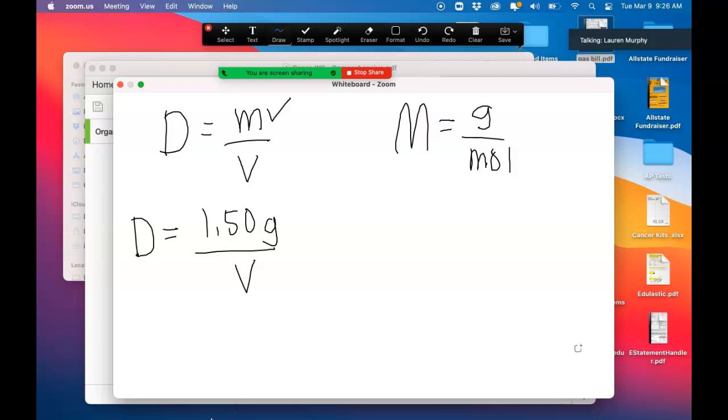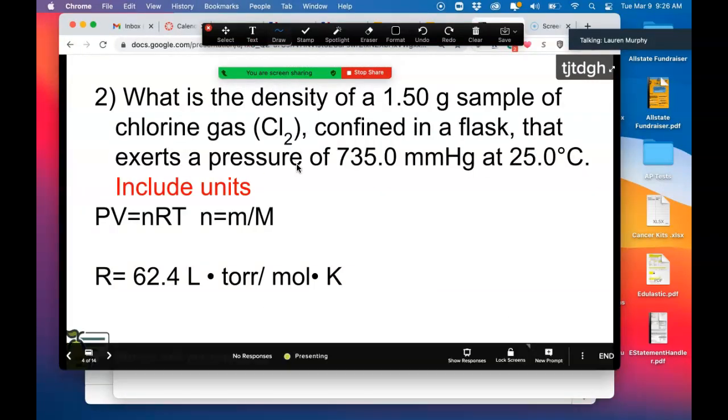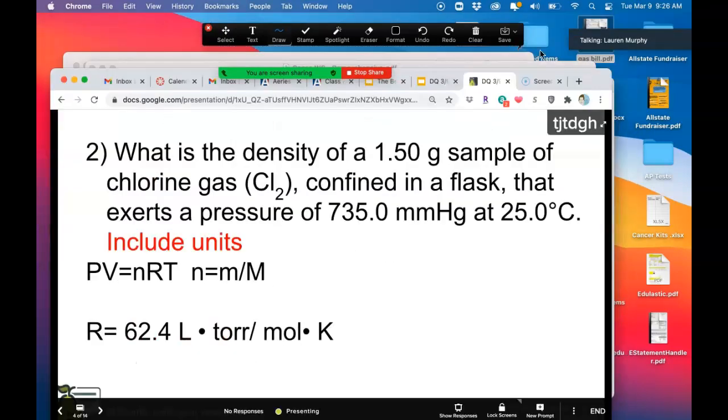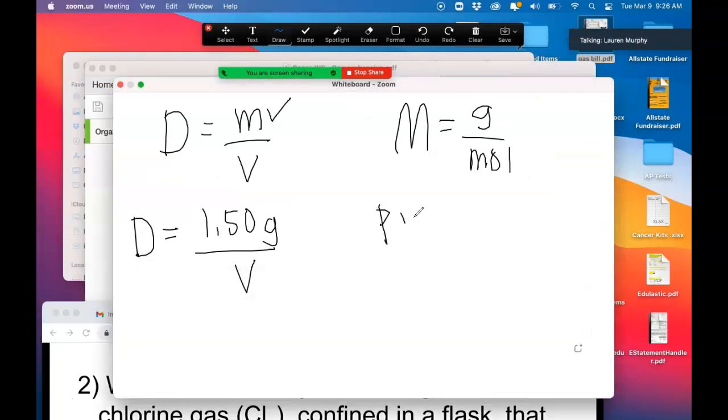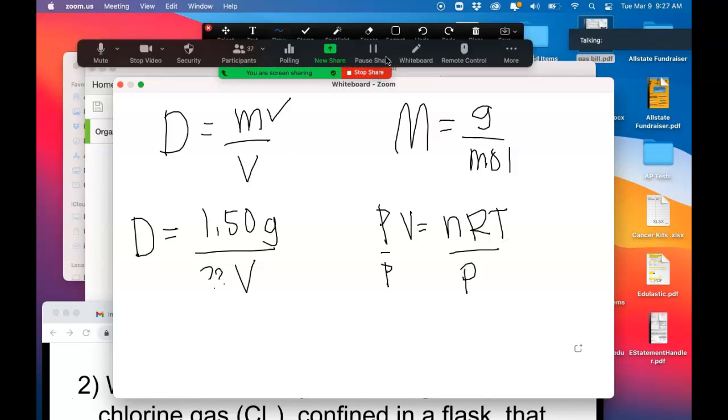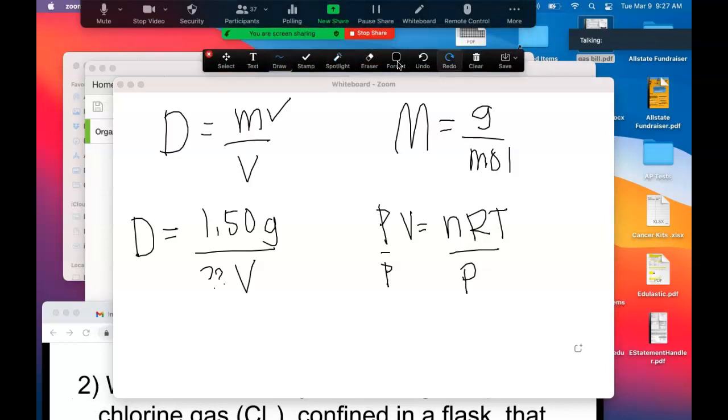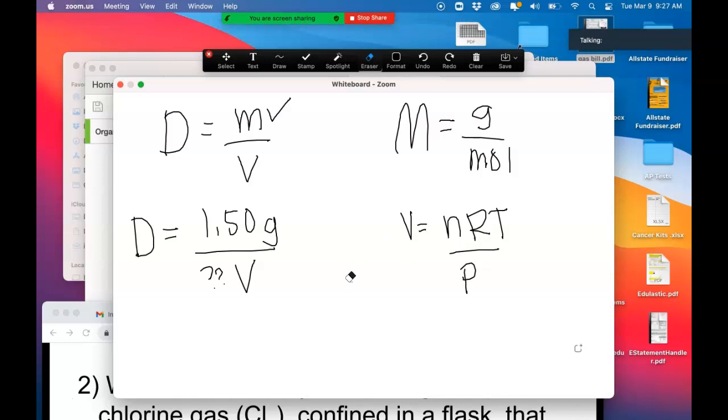So let's look at the problem and see if we have enough information to get us volume. So I have pressure, I have temperature, and I have mass. So let's see. PV equals nRT. If I were to isolate volume, I would be dividing both sides by pressure, right, to get volume. That's kind of what's missing down here. Okay, so you go, I would need R, which is given. Do I have temperature? Yes. Do I have pressure? Yes.